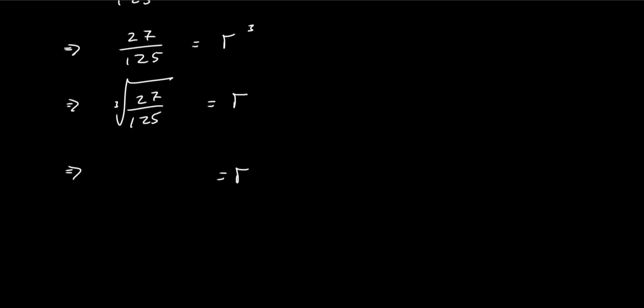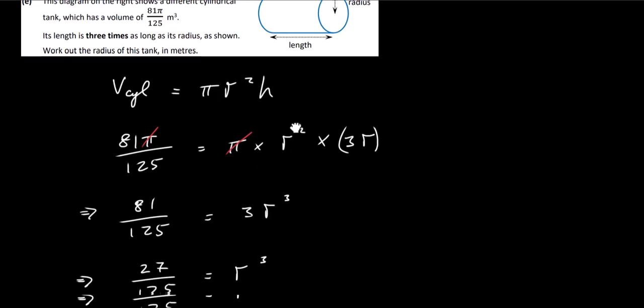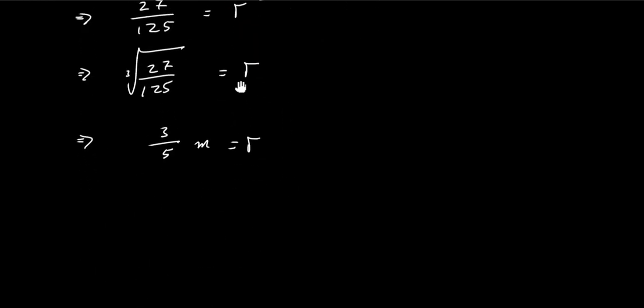If you cube root the top, you'll get 3. 3 times 3 times 3 will give you 27. If you cube root the bottom, you'll get 5. 5 times 5 times 5 will give you 125. So that's really my answer there, 3 over 5, and I think that is in meters. Yep, that is in meters. And that's really it, or you can say 0.6 meters either. Okay, and that's it for this question.